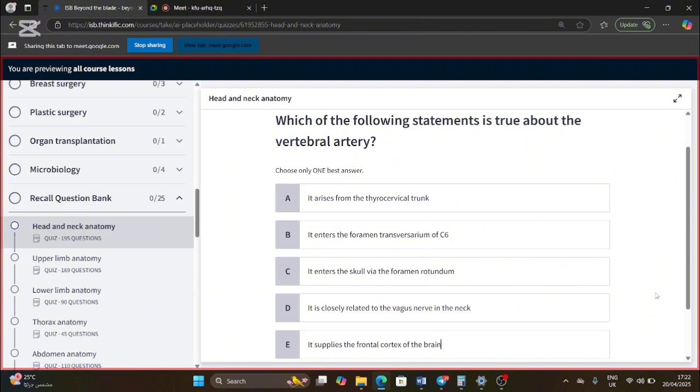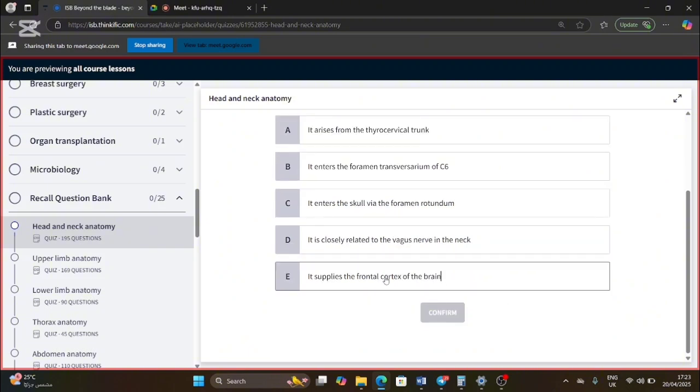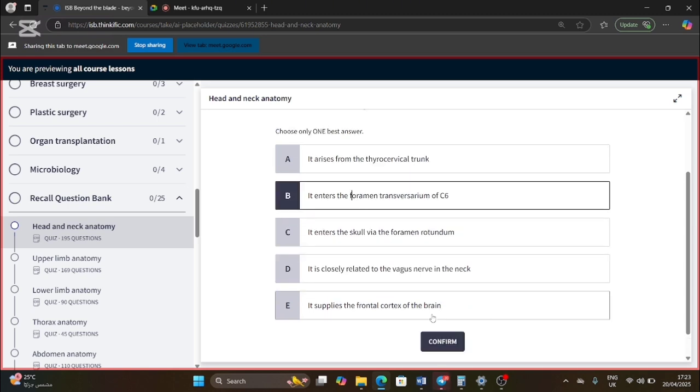Which of the following statements is true about the vertebral artery? It arises from the thyrocervical trunk. It enters the foramen transversarium at C6. It enters the skull via foramen rotundum. It is closely related to the vagus nerve in the neck. It supplies the frontal cortex. My answer is B. It enters the foramen transversarium at the level of C6.